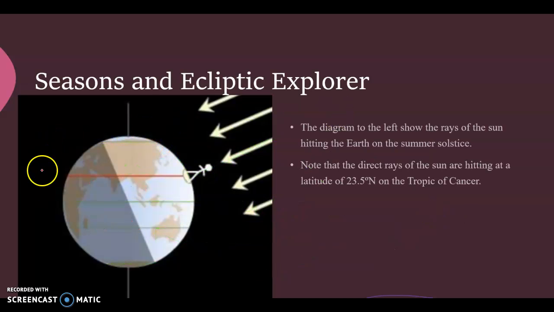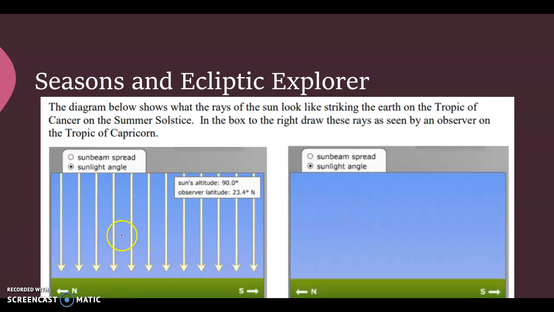Okay, so you are going to be using the simulator to answer a couple of questions. And then once you're done that, this is going to help you. This is a different way for you to view those light angles that are hitting the Earth. So this is when the sun's altitude is 90 degrees. The observer's latitude is 23.4 degrees north, which is where you're going to have your Tropic of Cancer on the summer solstice. So that's for us in the northern hemisphere in June. And so you will be asked in the box to the right, draw these rays as seen by an observer from the Tropic of Capricorn. So that's going to be if you're at 23.5 degrees south latitude. Okay, so that's that.